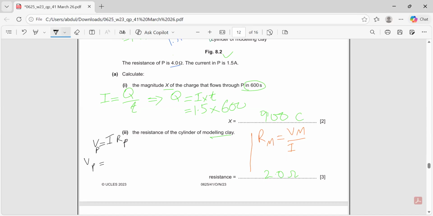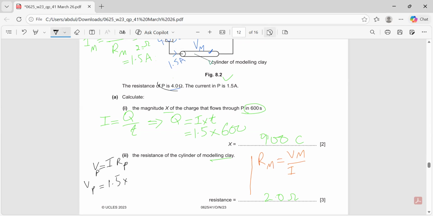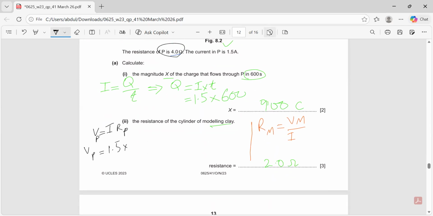You have to write voltage, its unit volt, even volume. All these quantities are denoted by capital letter V, and the unit of voltage, volt, is also a capital letter V. Anyhow, V is equal to I. Current is the same throughout the circuit, 1.5, and the resistance of P is given as 4. As I simplify, dear friends, this comes to be 6 volts. Now, this was the first mark.